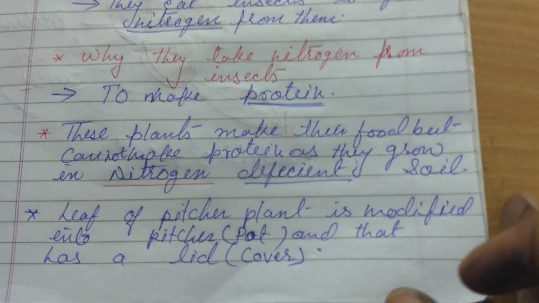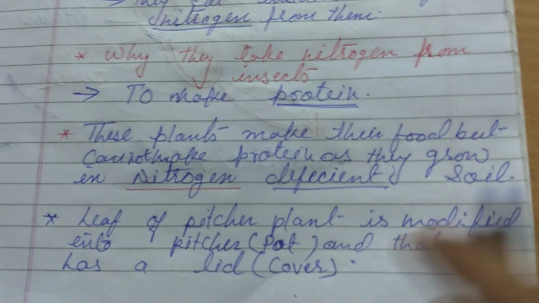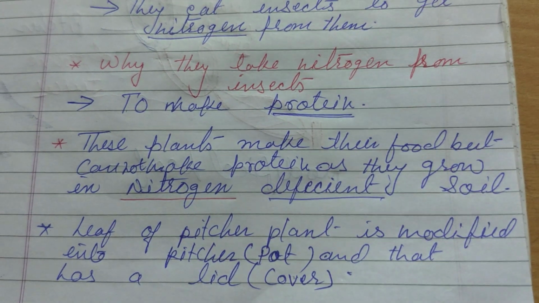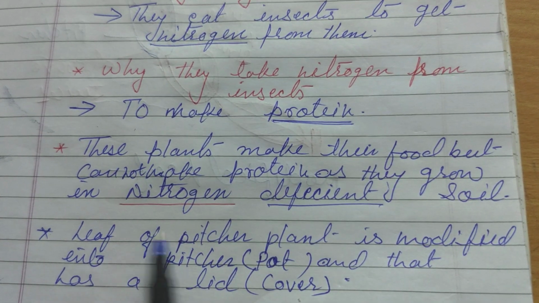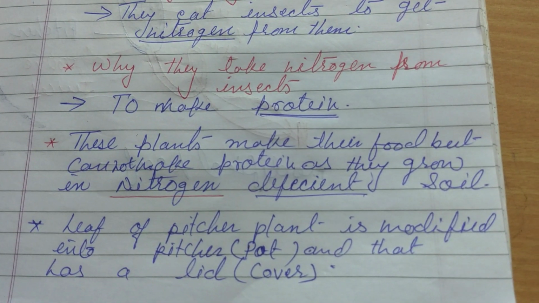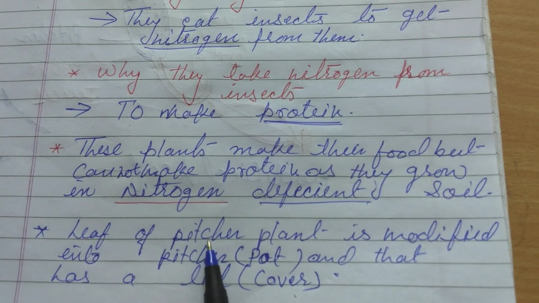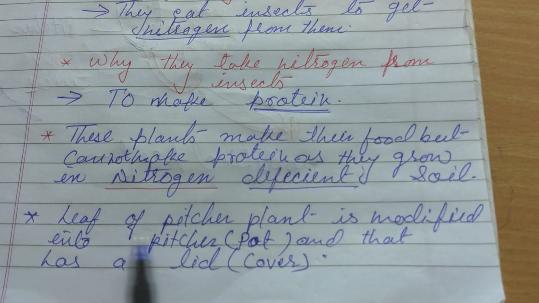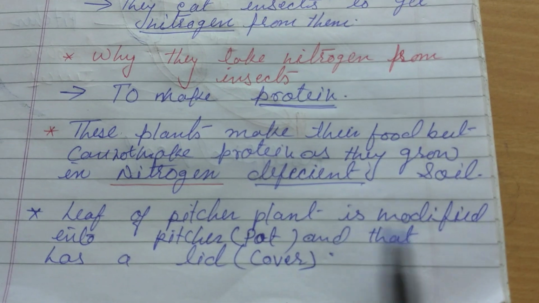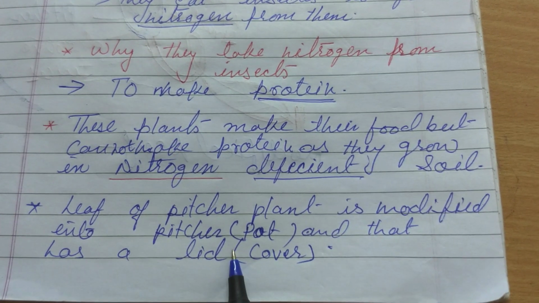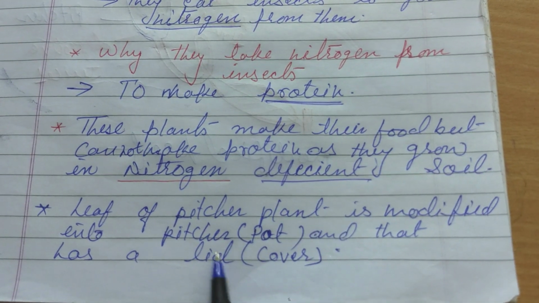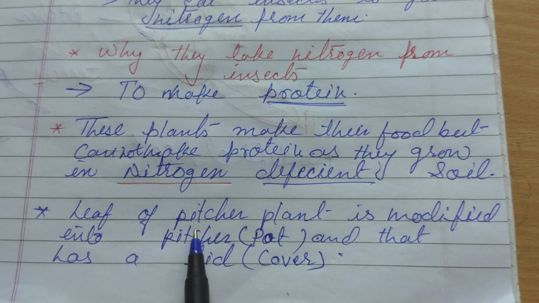Now I will show you how they eat insects. Okay, these kinds of plants, the plants that are pitcher plants, their leaf is modified into a pitcher. A pitcher is similar to a ghada, a pot. Okay, so the leaf of a pitcher plant is modified into a pitcher. That means a pot kind of structure, and that has a lid. Lid means a cover. Okay, so these kinds of plants have a lid, and their leaf is modified into a pitcher.